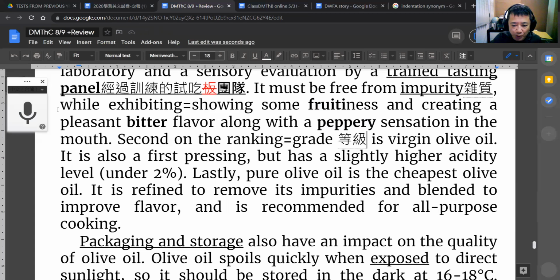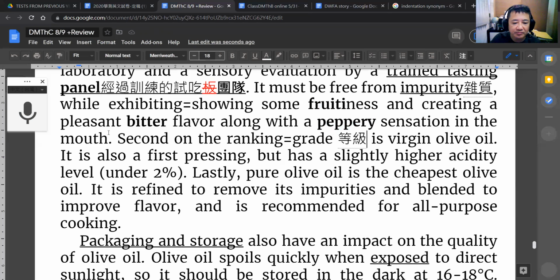Lastly, pure olive oil, 第三等级, the third grade, right? Okay, is the cheapest olive oil. It is refined to remove its impurities and blended to improve flavor. And it is recommended for all-purpose cooking. Okay, so basically there are three levels of olive oils, right?